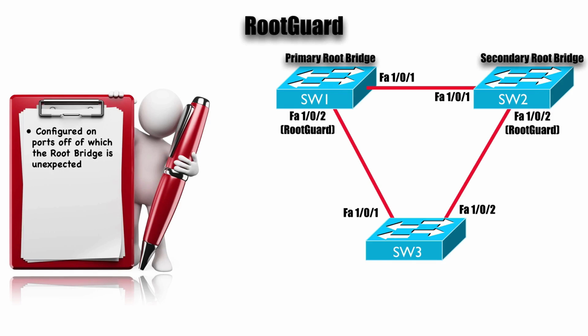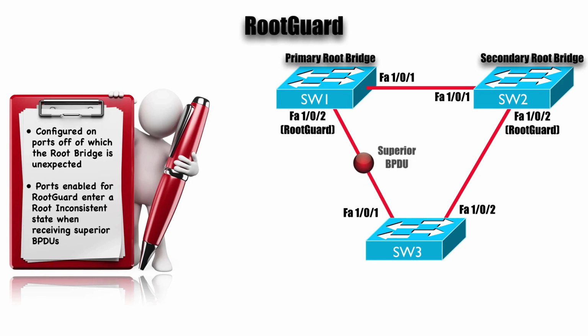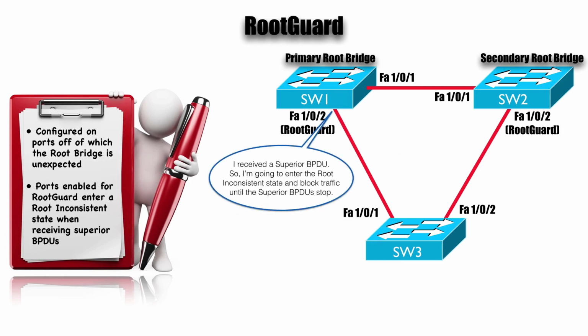So on the bottom ports of SW1 and SW2, we can enable root guard, and ports enabled for root guard will enter a root inconsistent state if they start receiving superior BPDUs. If switch SW3 were to start sending BPDUs that say, I am the root, and sure enough, the bid is more attractive than the real root, it's a superior BPDU. Even though it's superior, we're not going to listen to it. Switch SW1 would say in this case, I received a superior BPDU, but it's off of a port on which I do not expect to see the root. What I'm going to do is go into a root inconsistent state, and this port is going to stay in that state until I stop receiving BPDUs off of that port.